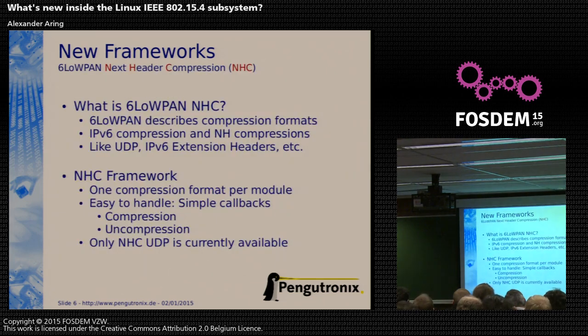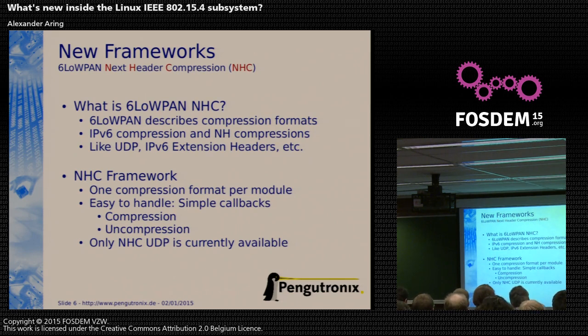Another framework is in 6LoWPAN, which is our upper layer for making the IPv6 stuff: the next header compression. And what is the 6LoWPAN next header compression? The 6LoWPAN RFC describes compression formats, also for the IPv6 header compression and for the next header. The next header is, for example, transport protocols like UDP, or also the IPv6 extension headers, like hop by hop or routing header.